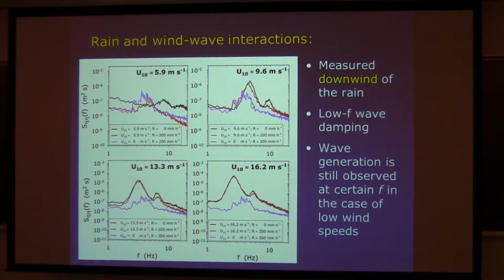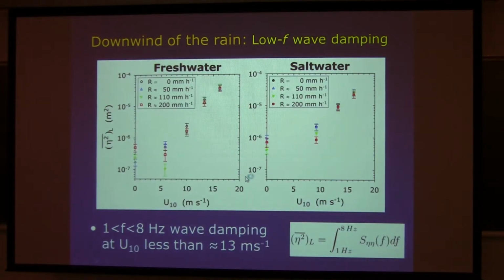At all other wind speeds, we see the more traditional observed recorded behavior. So at low frequencies, we see a decrease in the peak wind wave spectrum with the presence of rain. And that decrease in energy is observed at higher frequencies as well. At higher wind speeds of 13 meters per second and 16 meters per second, there's only a decrease in high frequency wave energy observed.